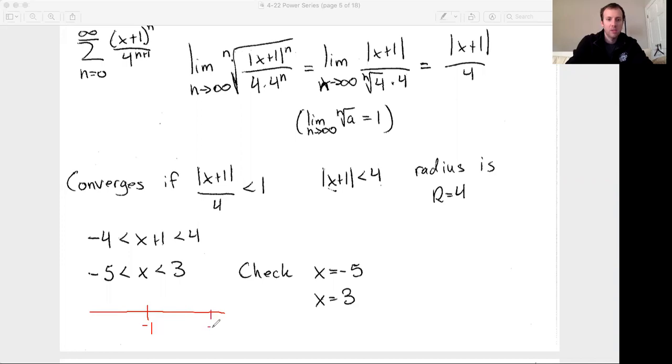We have 3 over here and -5 over here, and this distance is 4 in both directions. So that's the setup for these finite intervals of convergence. There's a center, and the radius tells you how far to go in each direction. What we know for sure is that if you are between -5 and 3, you converge. If you are outside on either side, you're going to diverge. But what we have to decide is, what about these endpoints? Do you converge at -5 and do you converge at 3? The endpoints are always something that you have to check explicitly.